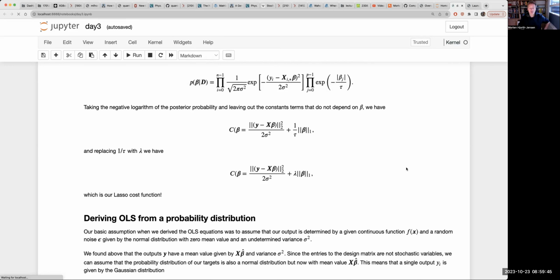Okay, so I'm going to stop here before we move into the next topic, which is going to be more useful for us, and that's about the bias-variance trade-off and resampling techniques.